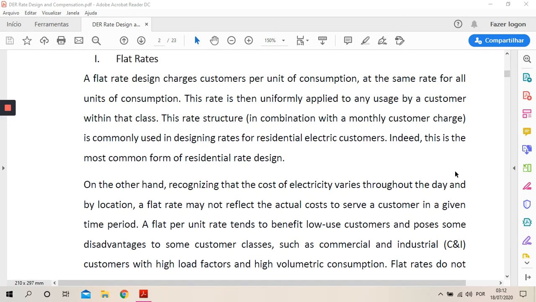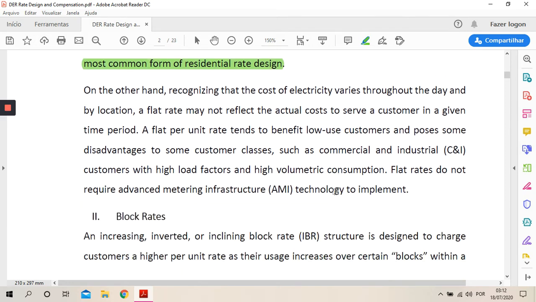Okay, as this file says, flat rates are the most common form of residential rate design for residential customers. On the other hand, recognizing that the cost of electricity varies throughout the day and by location, a flat rate may not reflect the actual cost to serve a customer in a given time period.